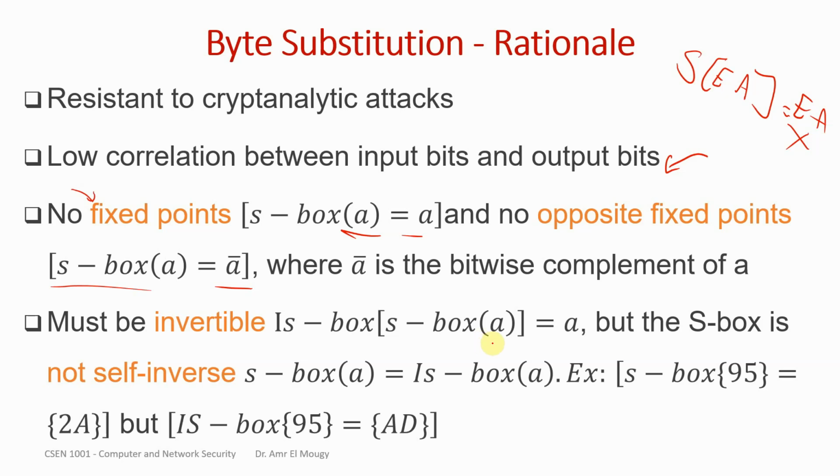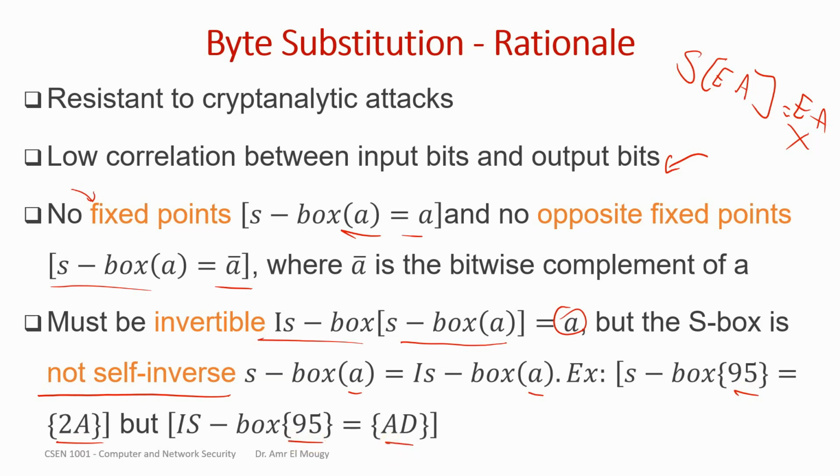That means that if you pass the output of the S box to the inverse S box, you will end up with the original input. However, even though it is invertible, the S box does not self-inverse. That means if you pass the input A to the S box, it is not equal to the same input passed to the inverse S box. Again, if you pass, let's say, 95 to the S box and you pass 95 to the inverse S box, you will not get the same result. So S box of 95 equal to A, but IS box of 95 is equal to AD. These two values are not equal, obviously.